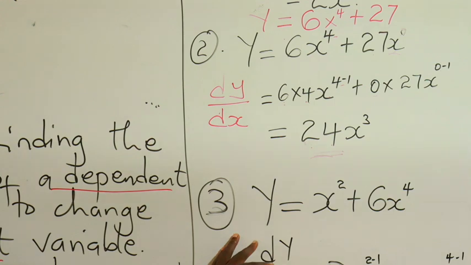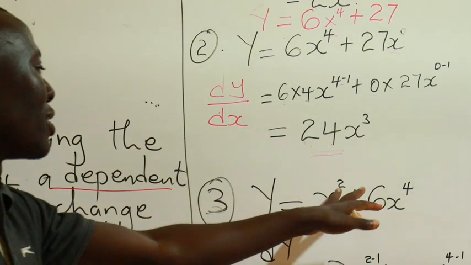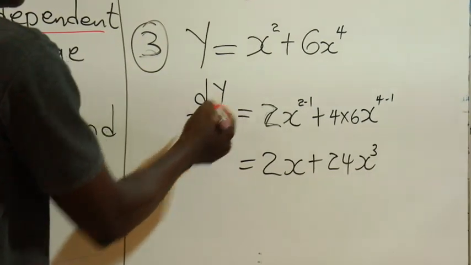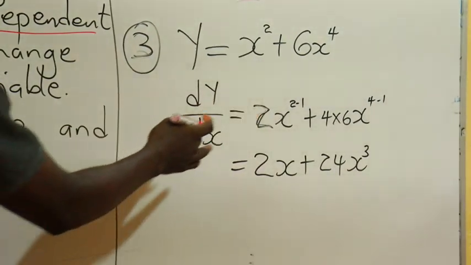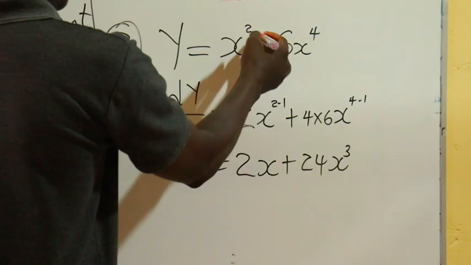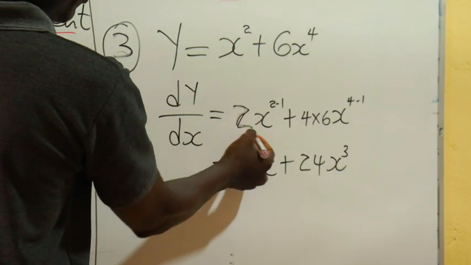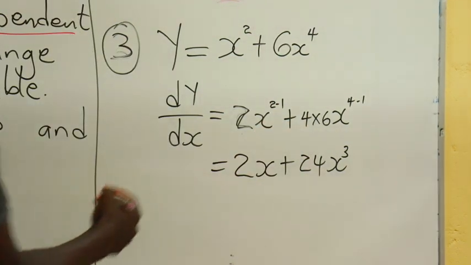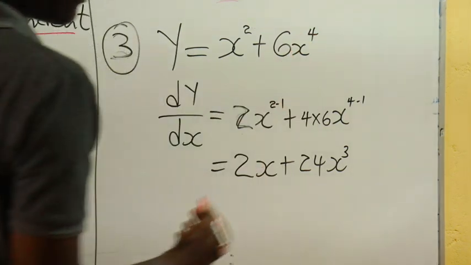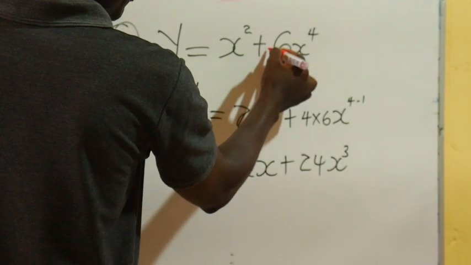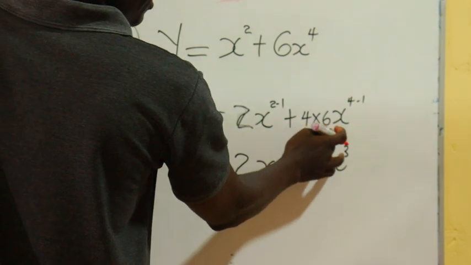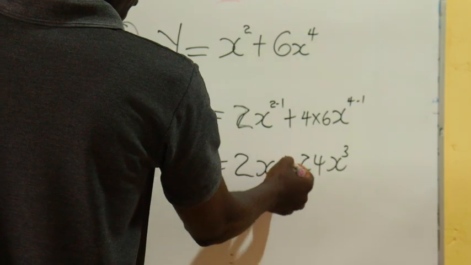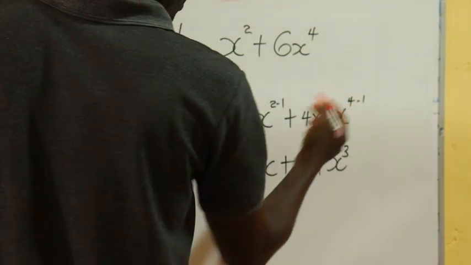And when you move to example 3, differentiate our function, which is x squared plus 6x raised to 4. We are differentiating with respect to x, then it is dy over dx, which is, now we drop 2 so that we have 2x here, then we reduce our power by 1 as I've demonstrated here. Then the second part, we have 6x raised to 4, therefore we drop this 4 so that we multiply it as 4 by 6, then we reduce the power by 1, so that it becomes 2x plus 24x raised to 3.